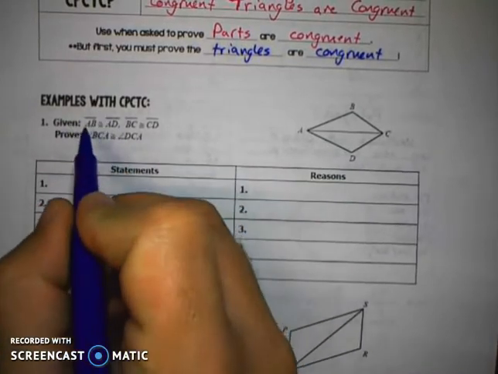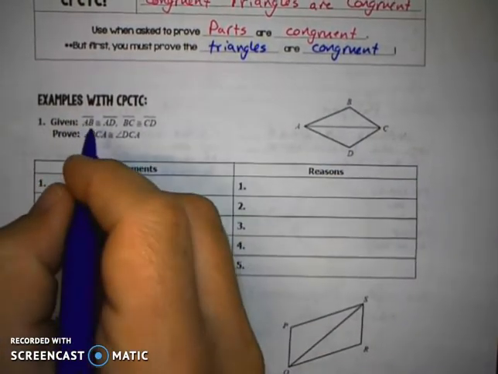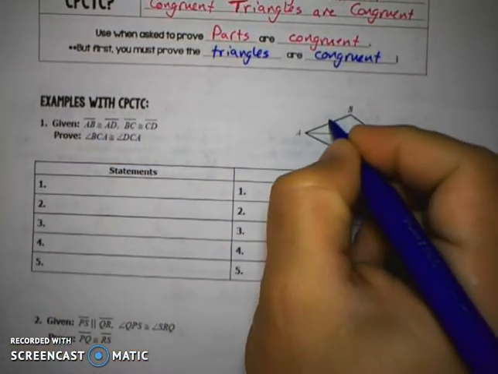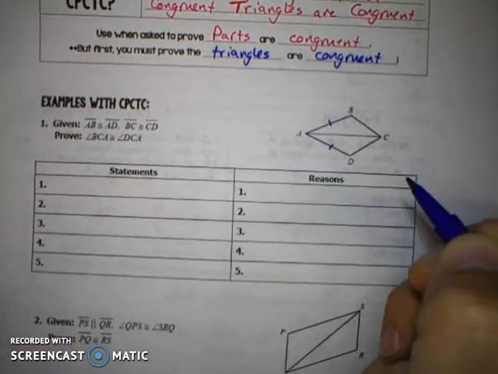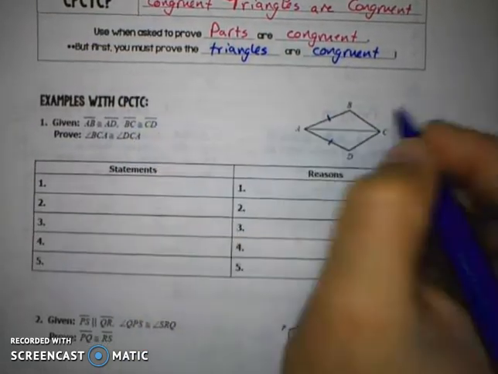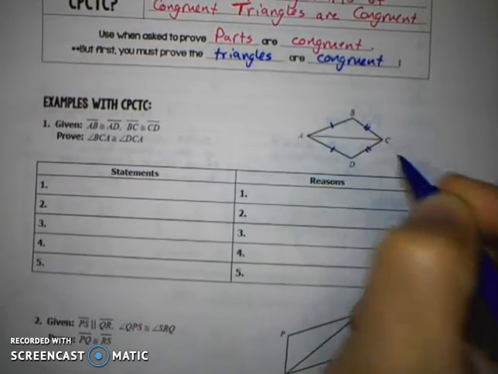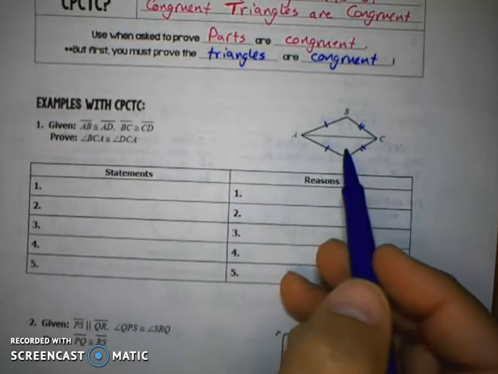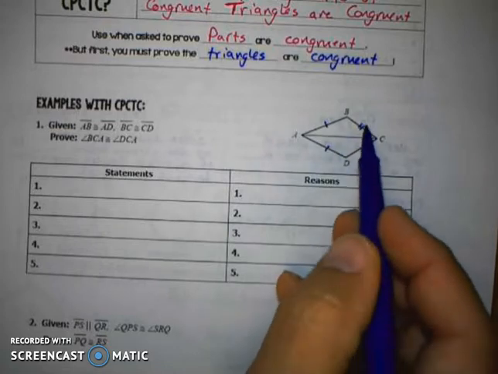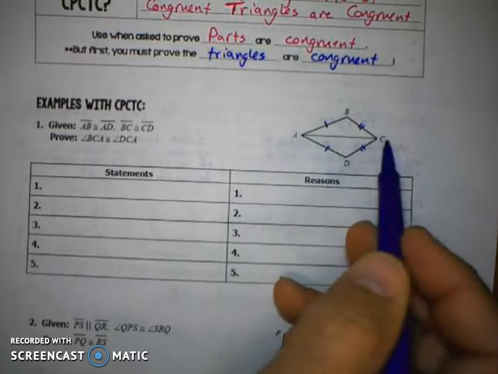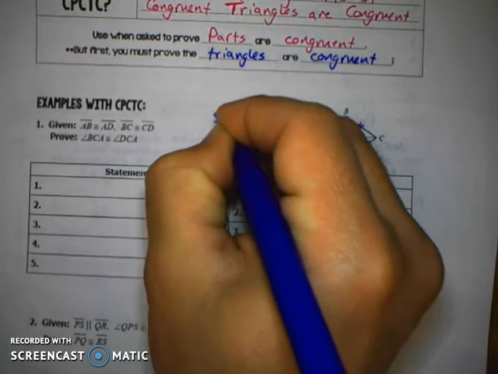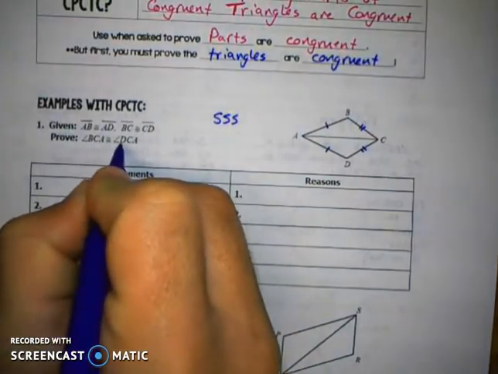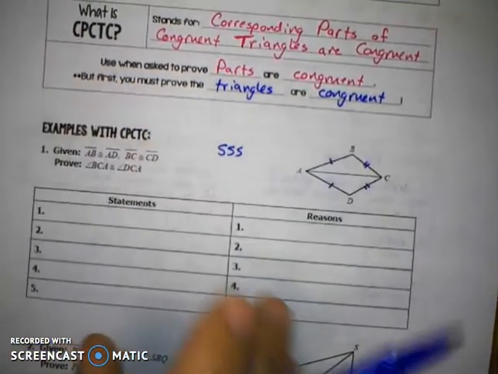So in example 1, we are given this set of statements. Anytime we have a given set of information, we want to mark it on the diagram. AB is congruent to AD. BC is congruent to CD. Now you might remember a proof kind of like this from the previous lesson. We can prove the triangles are congruent by side, side, and then side because they share side AC. So I'm going to use side, side, side to prove the triangles are congruent. Then I can prove these are congruent parts because of CPCTC.